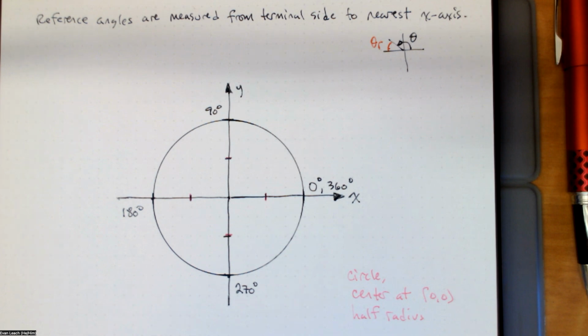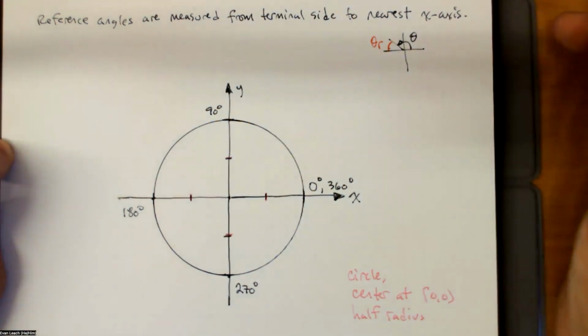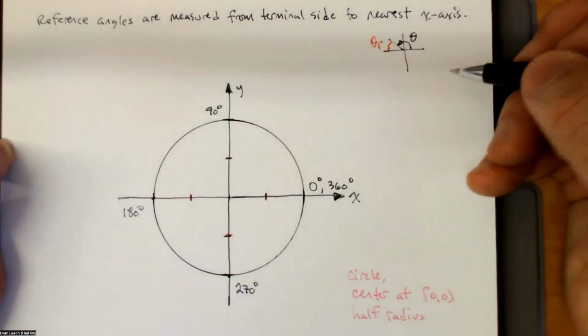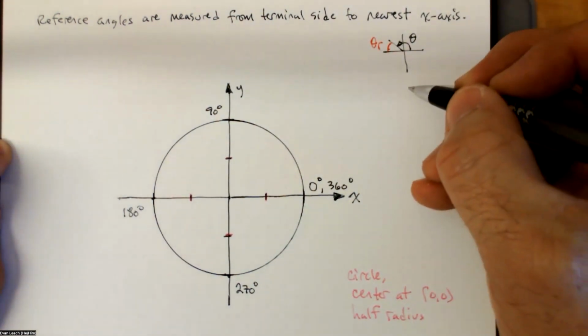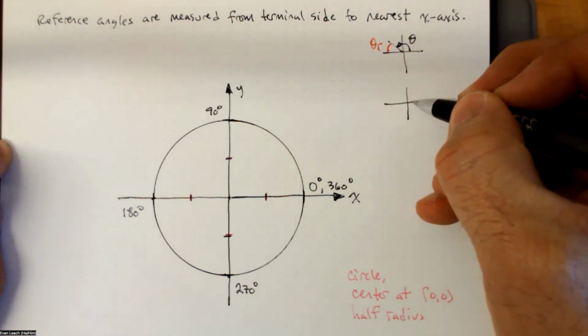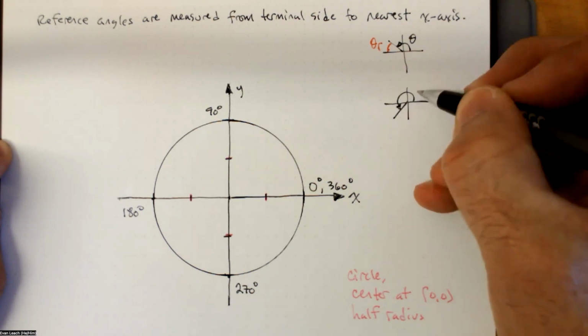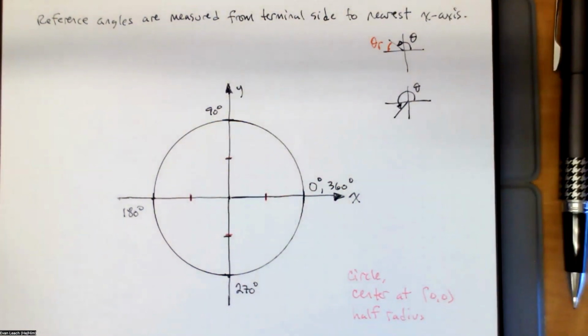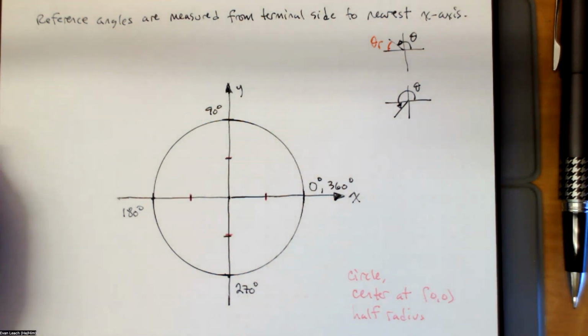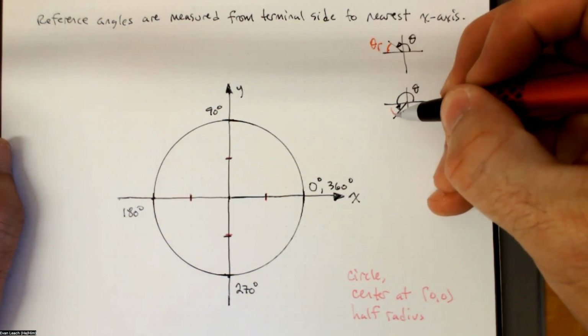If I have an angle in the third quadrant, the reference angle goes from the terminal side to the nearest x-axis, which is once again the negative x-axis. So from the third quadrant, we're going to go back to the negative x-axis. So in our third quadrant, our reference angle will be in here.